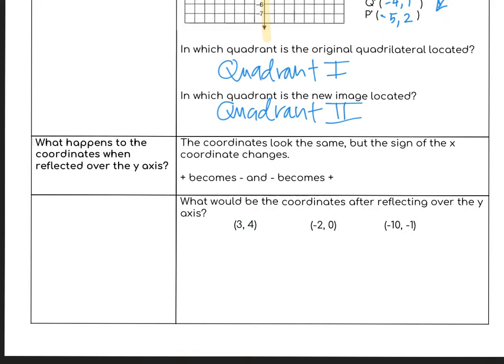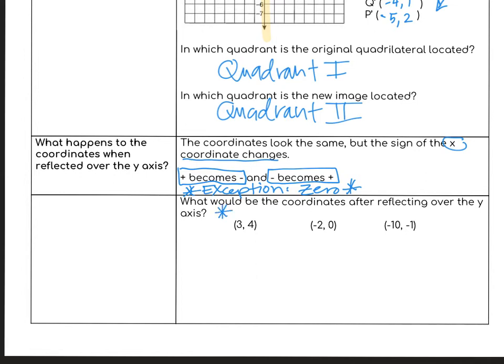Okay, so let's figure out what happened when we reflected it over the y-axis. This time the x coordinate changed. So if the x value was originally positive, it became negative. And if it was negative, it became positive. Again, the only exception is with 0. It will stay the same. If the x value is 0 in the original image, then for the reflection across the y-axis, it will also stay 0.